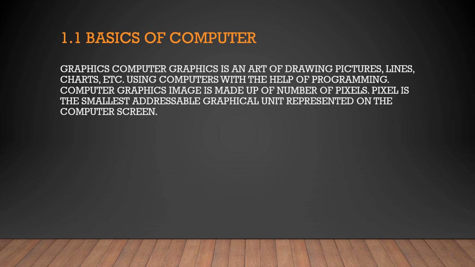Computer graphics is the art of drawing pictures, lines, charts and so on, using computers with the help of programming. A computer graphic image is made up of a number of pixels. What is a pixel? A pixel is the smallest addressable graphical unit represented on the computer screen.